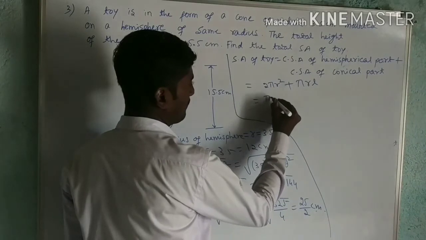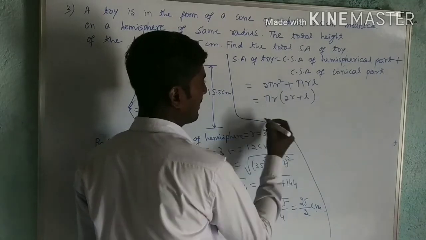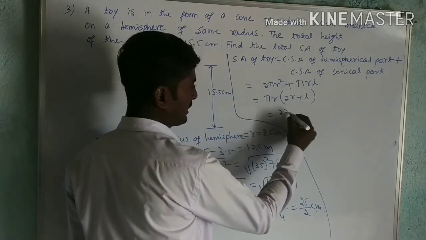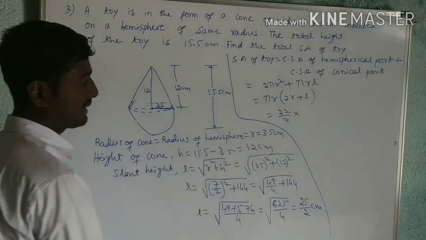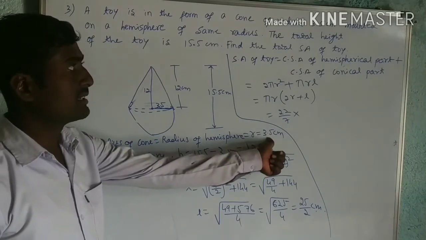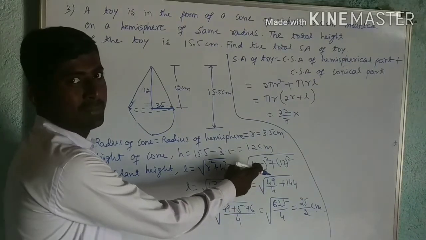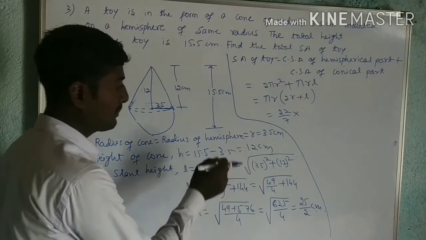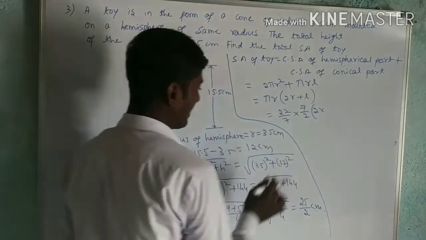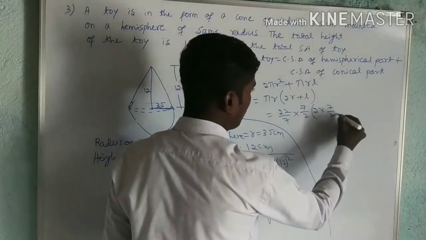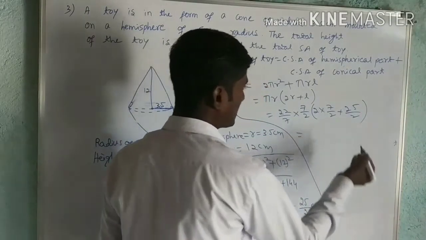Now let us take common pi r. Inside 2r, plus pi r taken outside, remaining is L. Substitute the values. Pi is 22 by 7, r is 3.5, which can be written as 7 by 2, that is 35 divided by 10. So 22 by 7 into 2 into r, r value is again 7 by 2, plus L. L is 25 divided by 2. So we have to simplify this.